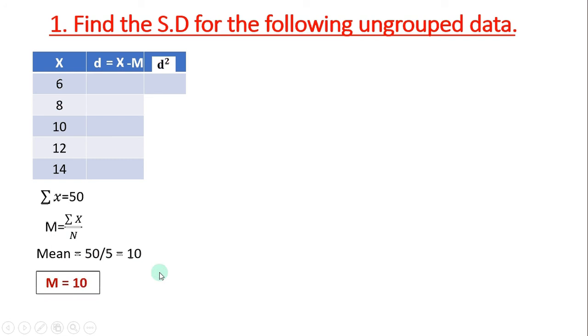So the mean is 10. Now x scores are 6, 8, 10, 12, 14. 6 minus 10 is minus 4, 8 minus 10 is minus 2, 10 minus 10 is 0, 12 minus 10 is 2, 14 minus 10 is 4. So we have calculated the deviation d. Now square it, d square. We get 16, 4, 0, 4, 16. Add all the d square, we get sigma d square is equal to 40.